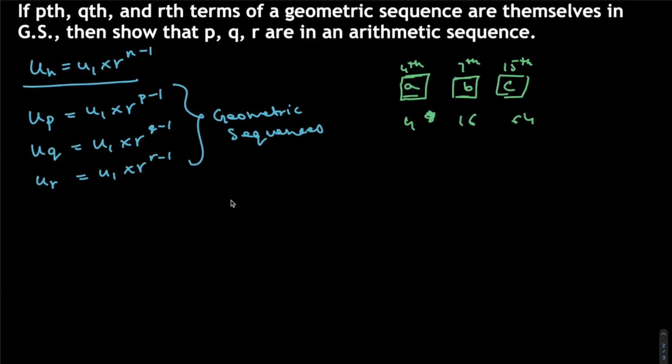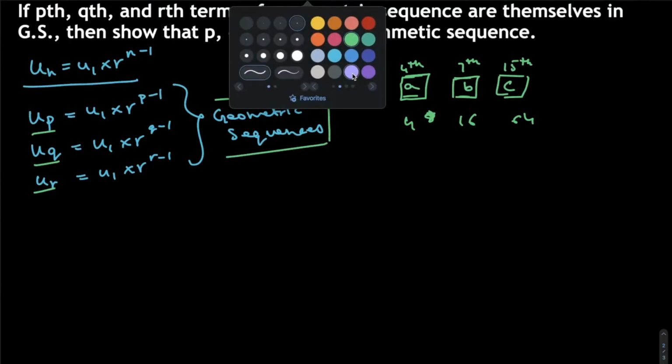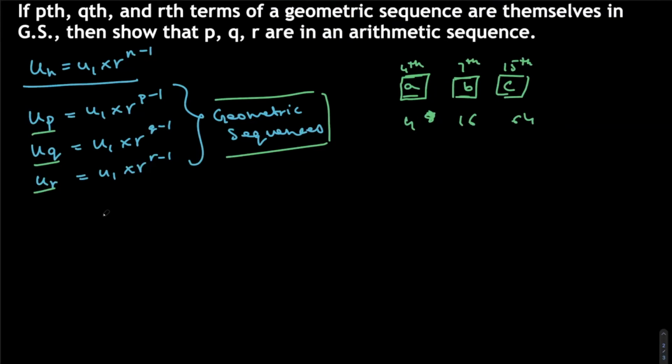So now let's move to the next part. We know that these three terms are in a geometric sequence. So how can we move forward? Let's use purple for that. Now, we know that these are in a geometric sequence, so we can use a property: B squared is equal to A times C. This could be A, this can be B, and this is C, because it's the middle term. The first term is A and the last term is C.